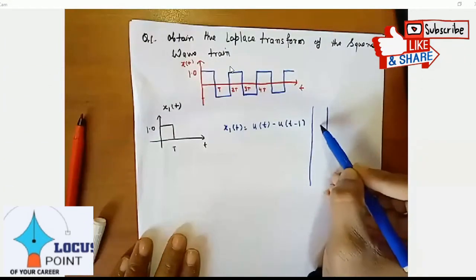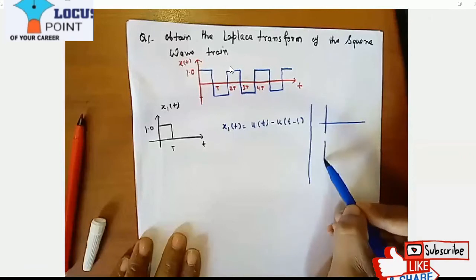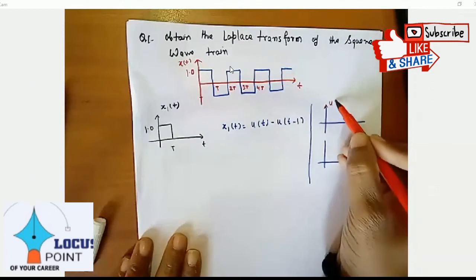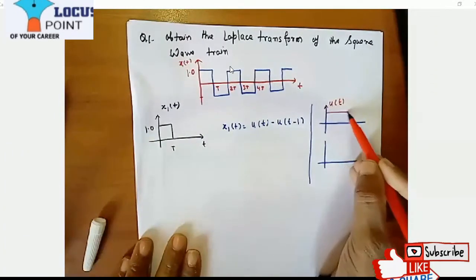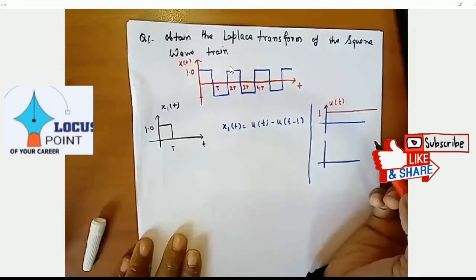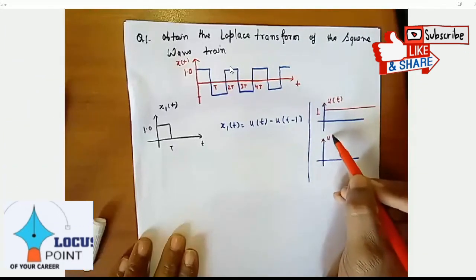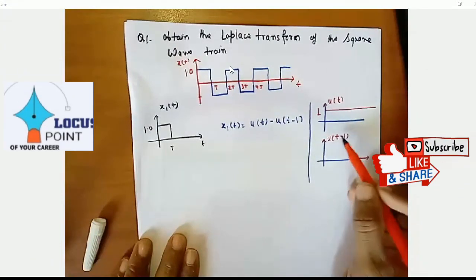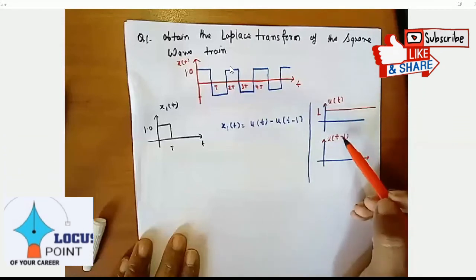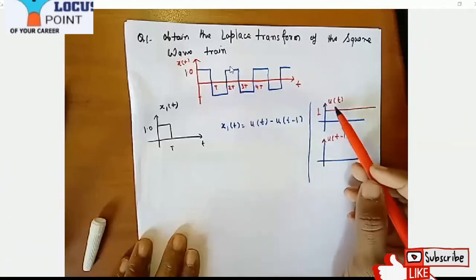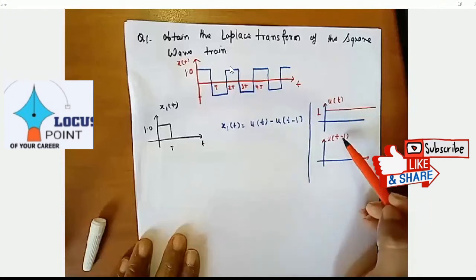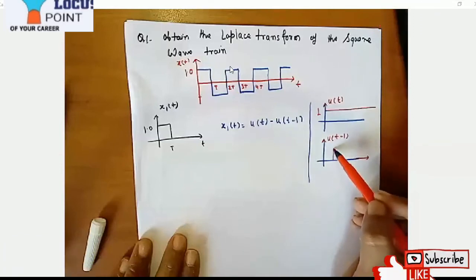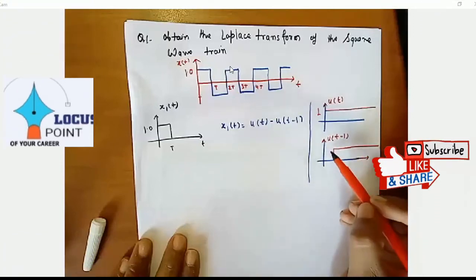Look here. Let us suppose I am going to draw two signals. One is u(t), so the graph of u(t) is like this, with a level of 1. And the other, let us suppose, is u(t minus 1). I have told you that whenever you have to draw this, you have to shift your signal by some value. If it is negative, that means you are shifting it in the right direction, like this one.